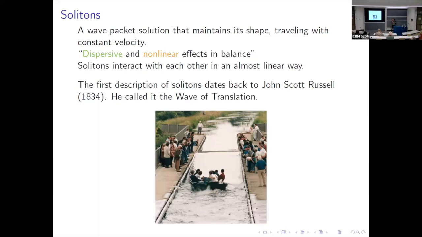And he noticed that this mass of water continued traveling without changing its shape, without changing its speed. So he kept following this mass of water for quite a long time, and then afterwards wrote his experience with it. He called it the great wave of translation. And okay, that sounds very interesting, but in fact, this observation gave rise to a lot of interesting mathematics.